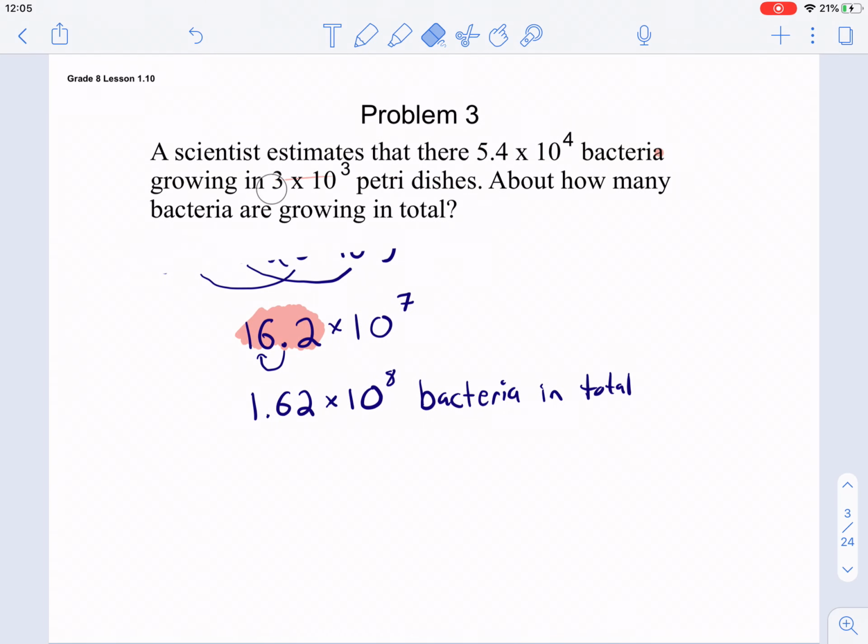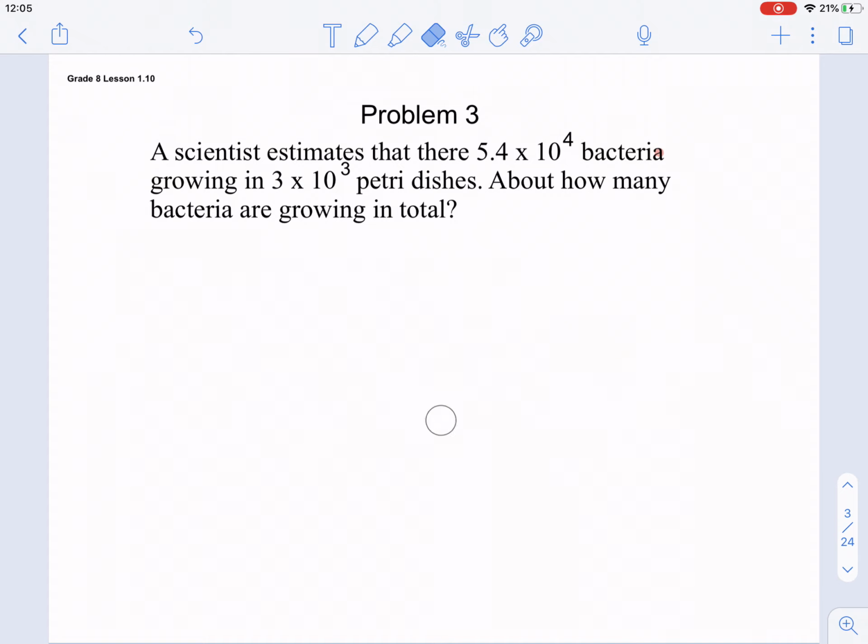Problem 3. A scientist estimates that there are 5.4 times 10 to the 4th bacteria growing in 3 times 10 to the 3rd petri dishes. About how many bacteria are growing in total? Take a second to copy down the question. If I need to determine how many bacteria are growing in total, I can take the number of bacteria, which is 5.4 times 10 to the fourth, and multiply it by the number of petri dishes, which is 3 times 10 to the third power.